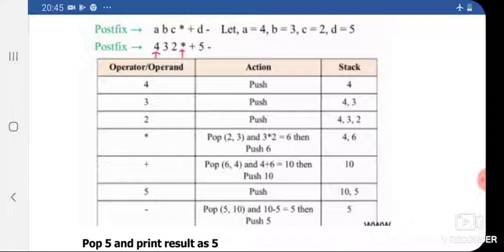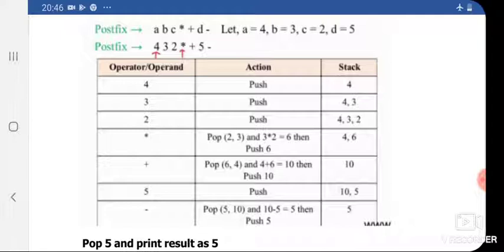So the first incoming symbol is 4, which is an operand. We push 4 to the stack. Next 3, which is an operand. Again I push 3 to the stack. Next 2. Again it is an operand, so I push it to the stack. Now inside the stack there are three values, 4, 3, 2.